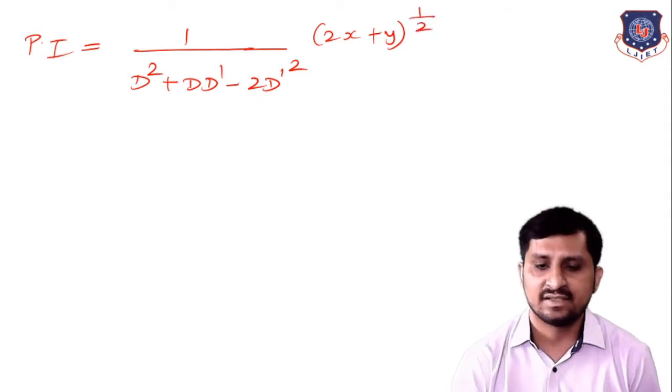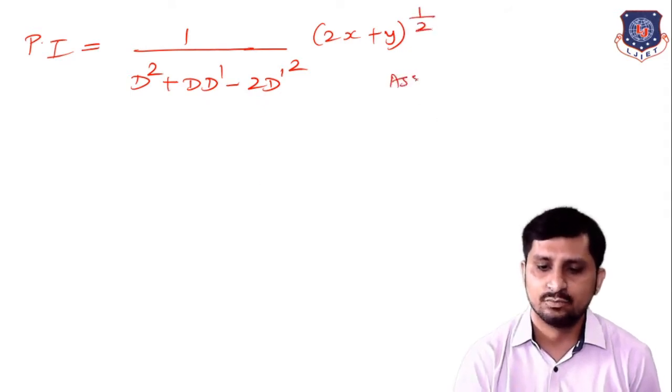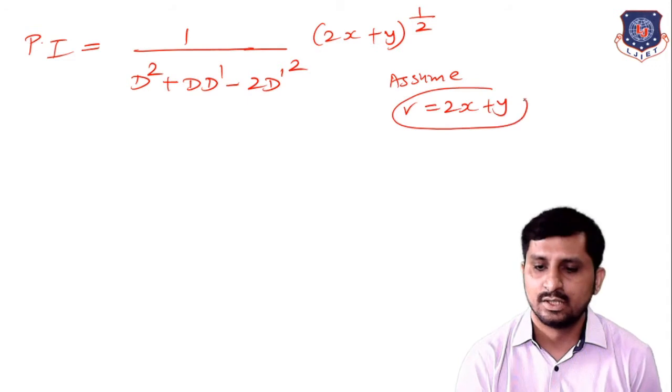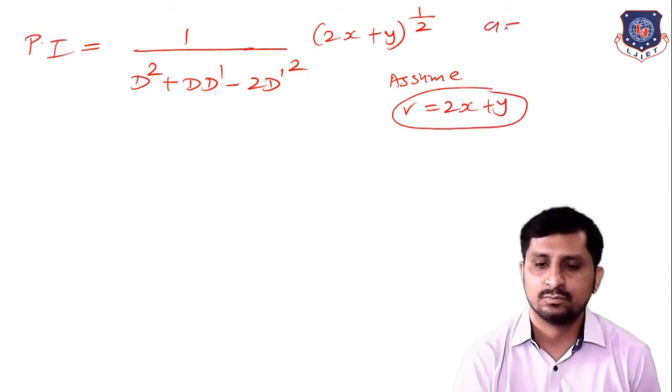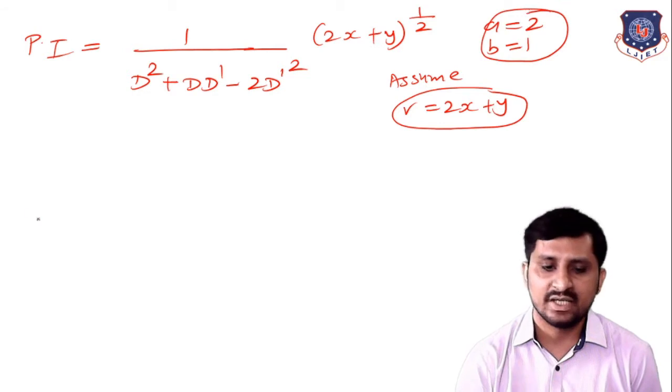So first of all, assume v is equal to 2x plus y. Now we know that a is equal to 2. Compare with ax plus by. So a is equal to 2 and b is equal to 1.